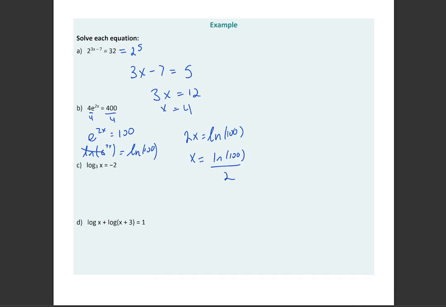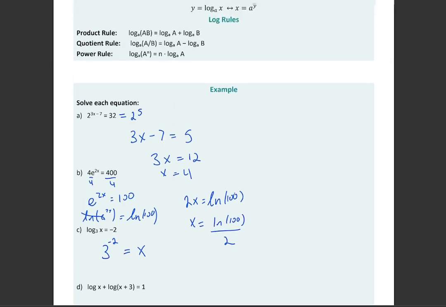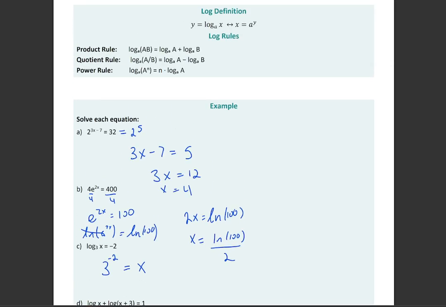So now, looking at the next problem, we're actually given x inside of a log. And so using our log definition, this can be rewritten as 3 to the minus 2 equals x. And let's just look at that definition for a second. We have base 3, which means my a value is 3. It equals negative 2, so that becomes my exponent. And of course, what we're taking the log of becomes x.